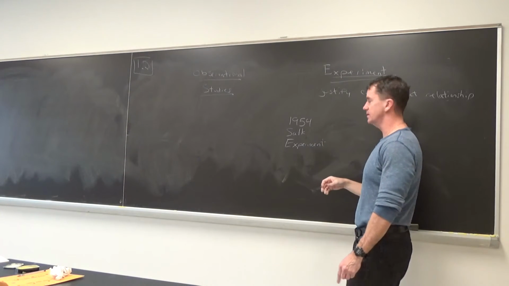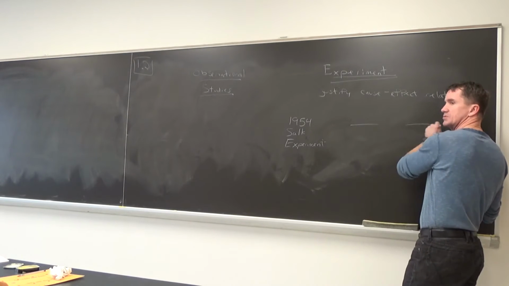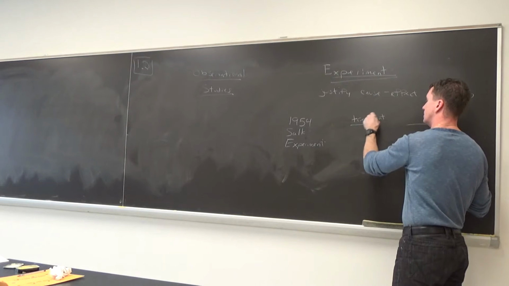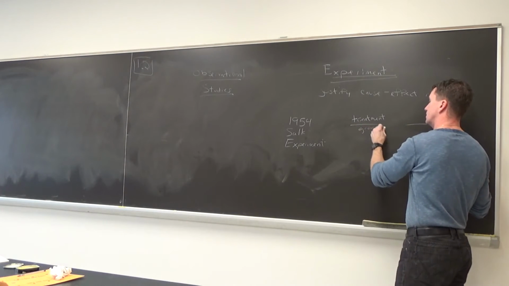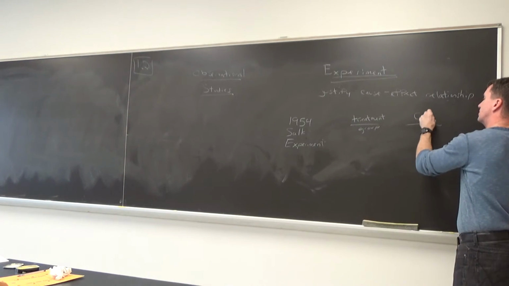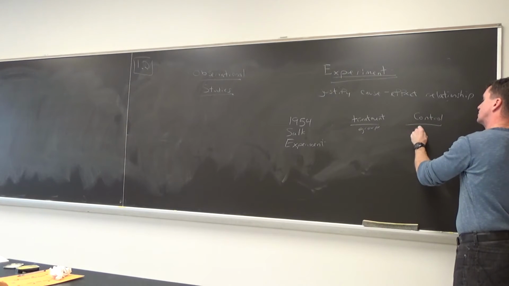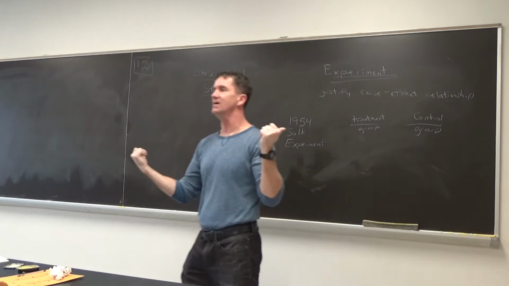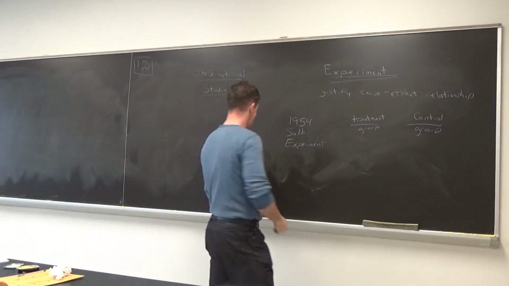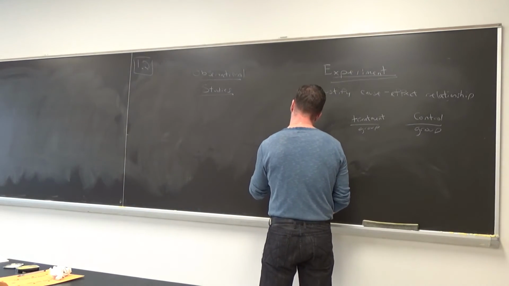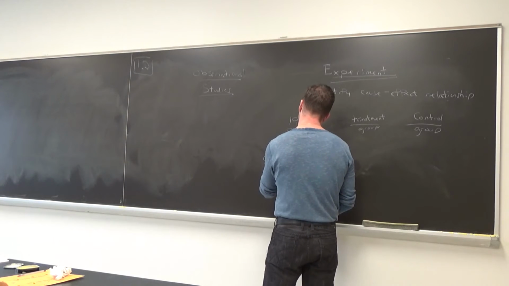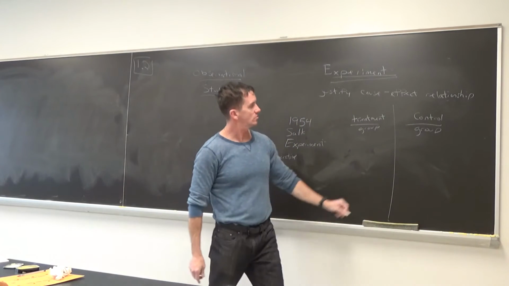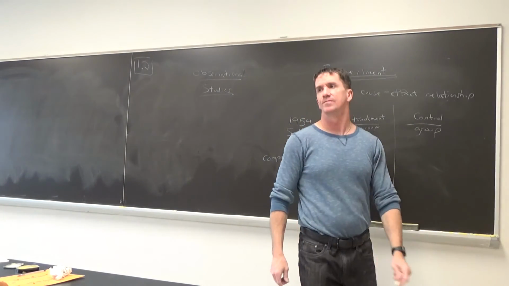So the first thing, he puts them into two groups: the treatment group and the control group. So we could say this: the first thing is, is this experiment comparative? It's comparative. The idea is we're going to compare this group to this group, the control group and the treatment group.